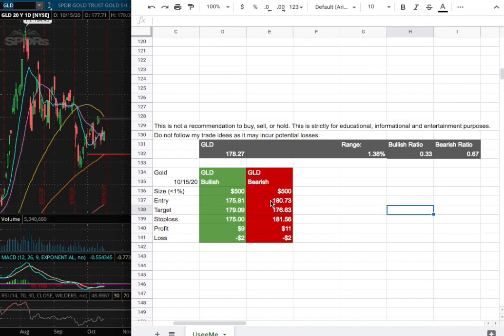And for my short position, my entry will be at $180.73, and that would coincide with the 50-day moving average and past resistance levels that dated back to October 9th. My sell target for it will be $176.63, and my stop loss will be $181.56. So whichever entry price hits my values first, that will be my position of the week.